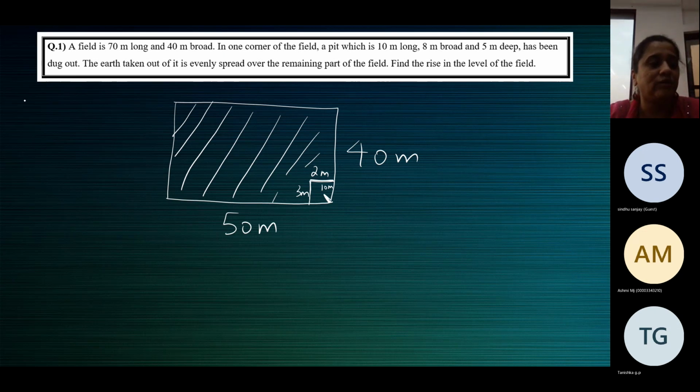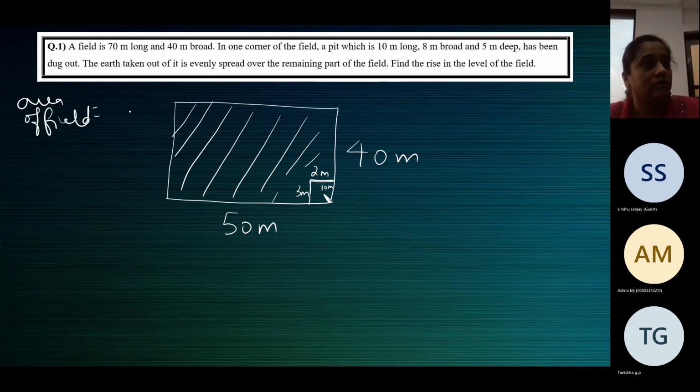Yeah, tell me, children, what is the area of the field? I want the answer. Area of field is equal to length into breadth, 50 into 40. So how much? 50 into 40, right? Yeah, how much? Meter square, correct?